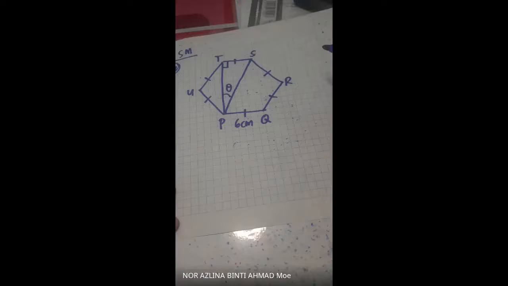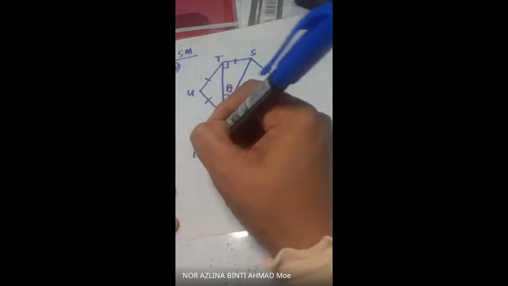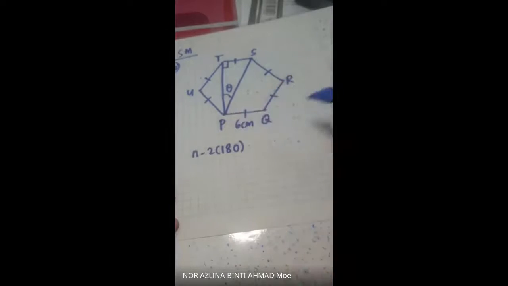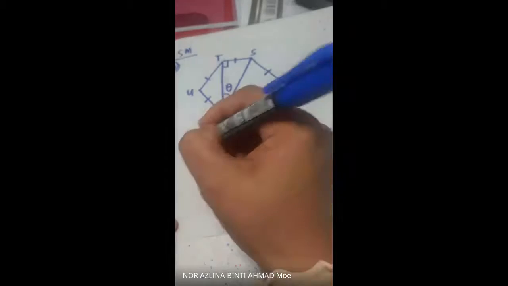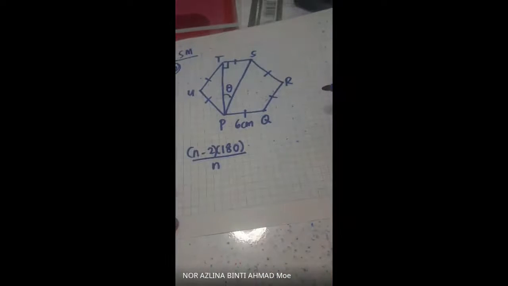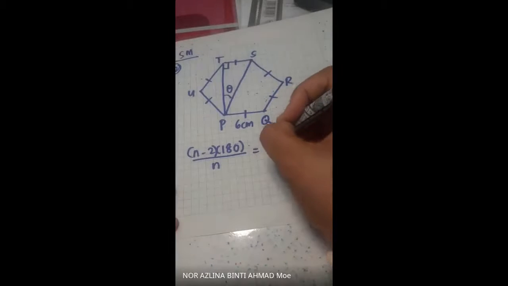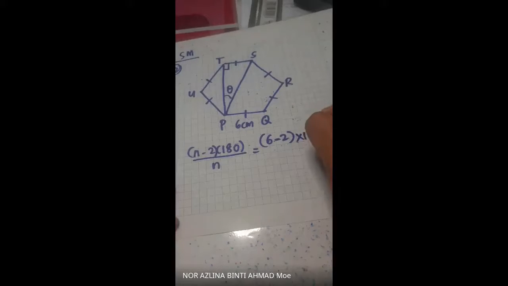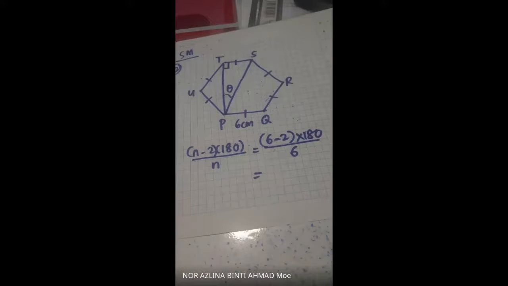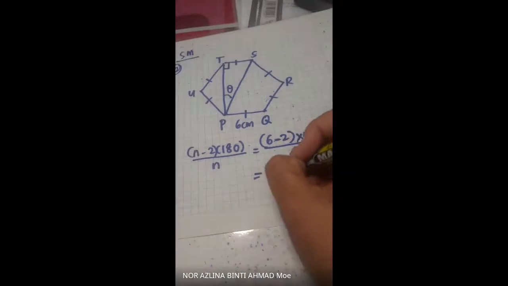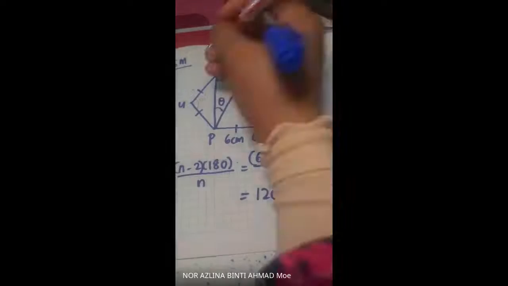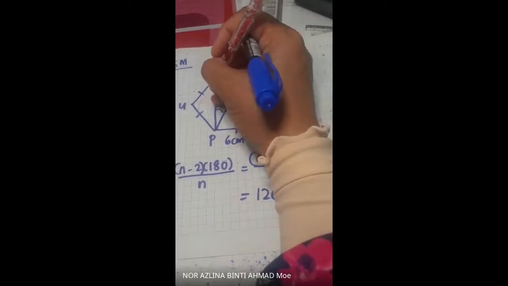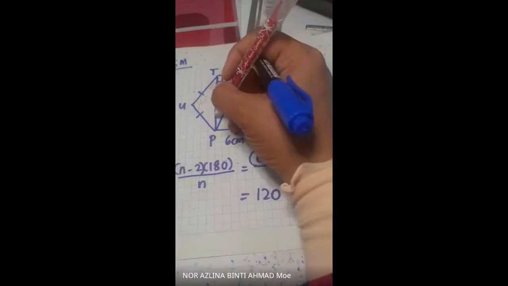Yes, good. n minus 2 multiplied by 180. Because this is regular, we divide by n. So this is 6 minus 2, multiplied by 180, divided by 6. So 180 multiplied by 4, divided by 6. This is 120 degrees, so each angle is 120 degrees. Here, 120 minus 90 is 30 degrees. And here also 30 degrees.